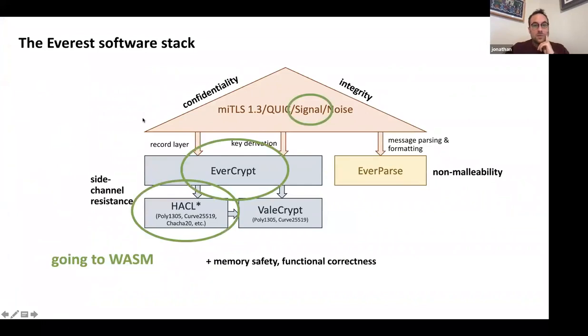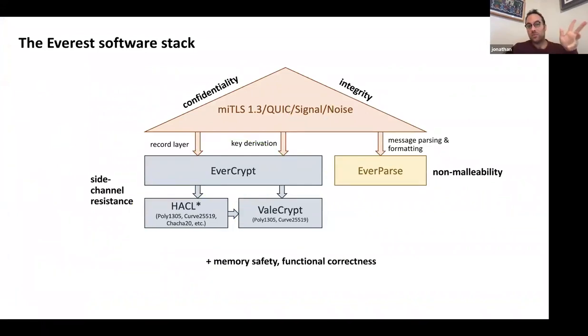All right, so enough about general context. Let me just zoom in a little bit. So we have a big pyramid now of verified software. Each part of that pyramid has properties of interest in addition to the basic results of memory safety and functional correctness. And I'll get to those in a minute with more detail.